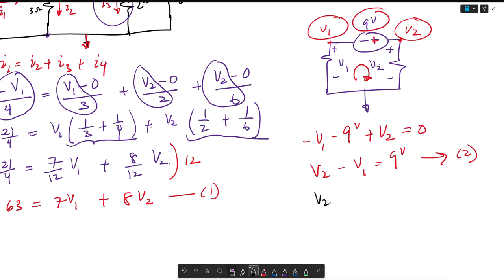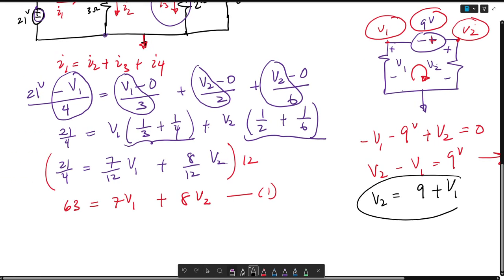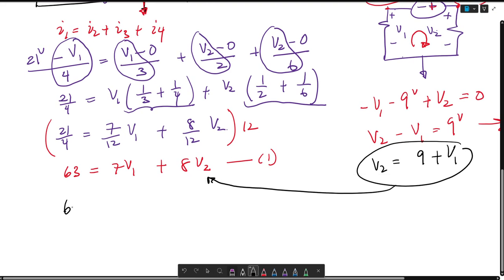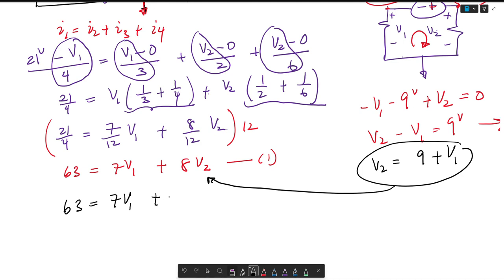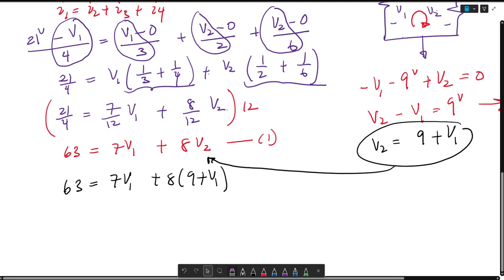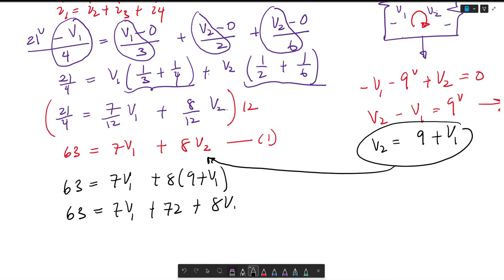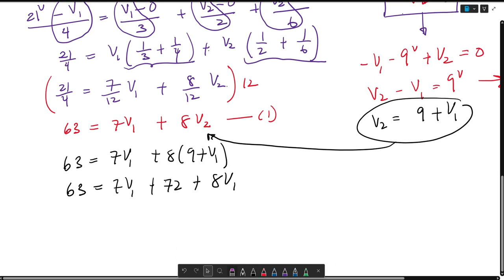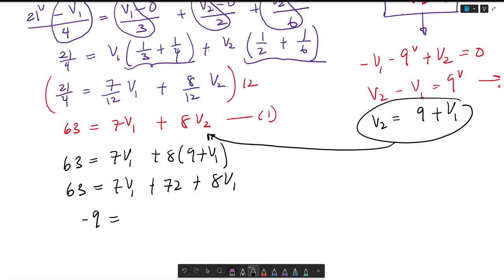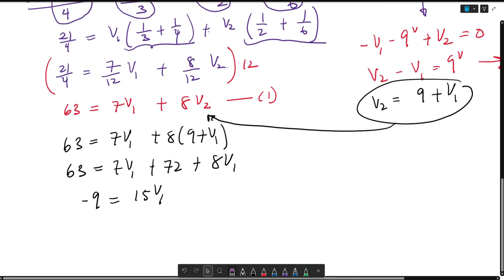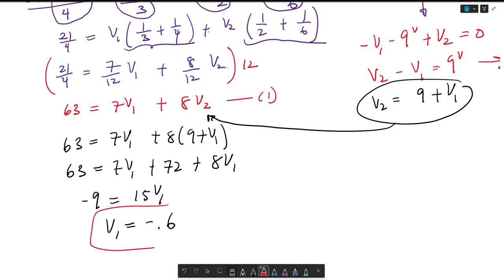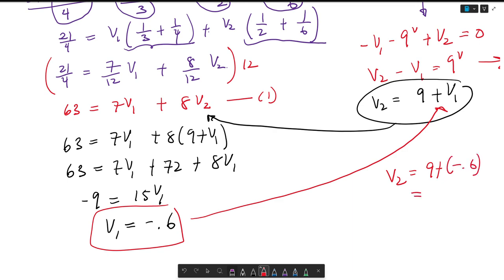We could say that V2 is equal to 9 plus V1, and go ahead and insert that in here, and I'm left with 63 is equal to 7 V1 plus 8 times 9 plus V1. And we could say then that 63 is equal to 7 V1 plus 72 plus 8 V1. We do the algebra. 63 minus 72 is negative 9. 7 plus 8 is 15 V1. And V1, negative 9 divided by 15, is negative 0.6. Go ahead and plug this back into here. And V2 is equal to 9 plus negative 0.6, which is equal to 8.4.